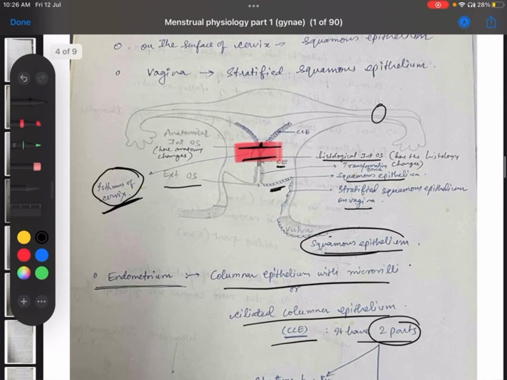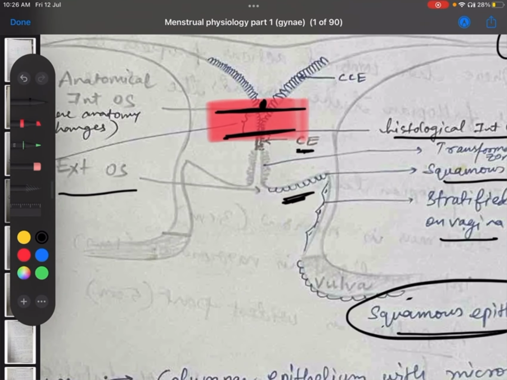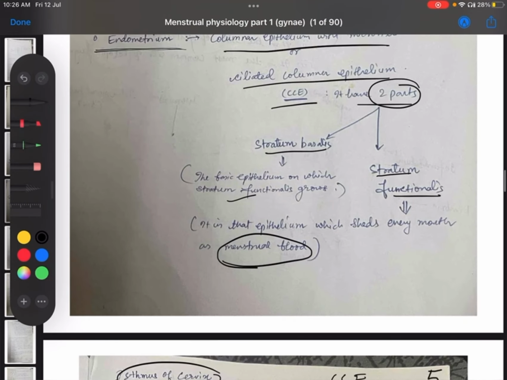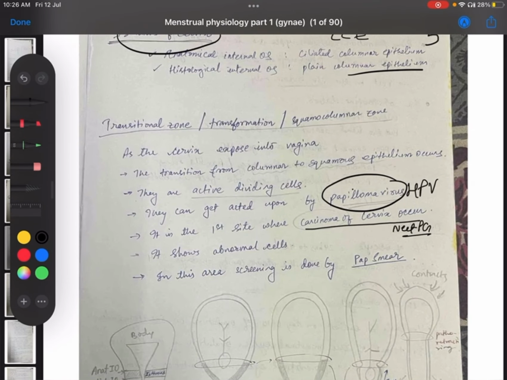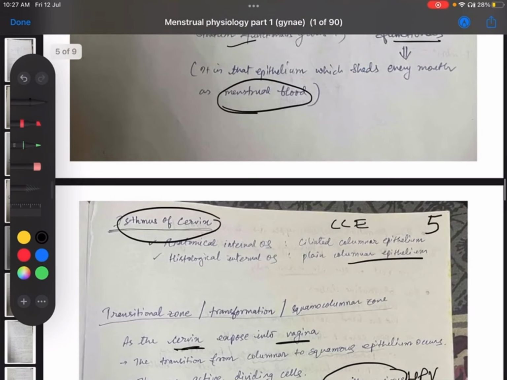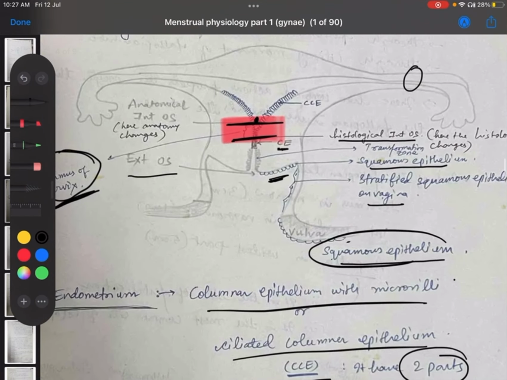Squamocolumnar zone means cervix to vagina. Okay, the cervix exposes into the vagina. This is the transformational zone, very important. This area, cervix to vagina, this particular area. This is the internal os of the cervix. From here, it's getting started and then going on. This whole area, from here to here.